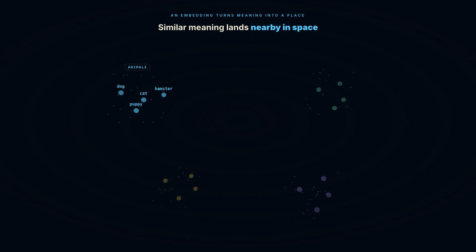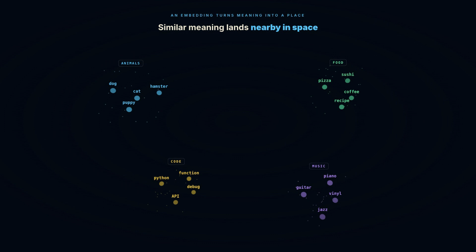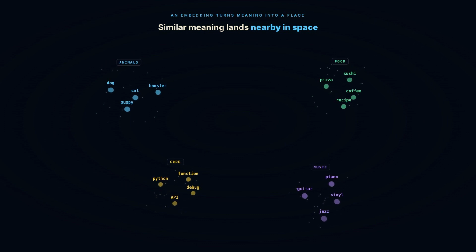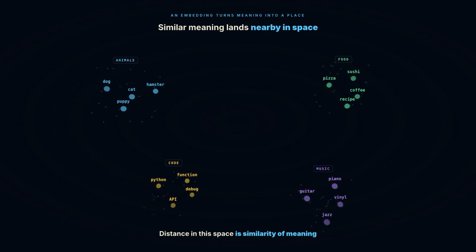Dog and puppy land in the same neighborhood. Pizza and sushi in another. Python and function somewhere else entirely. Guitar and piano, their own corner. You're not looking at a word cloud. You're looking at meaning arranged as geometry, where distance is similarity.